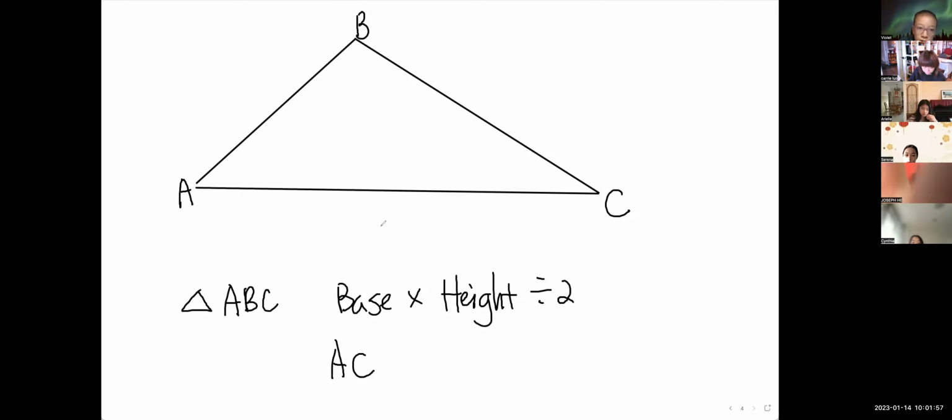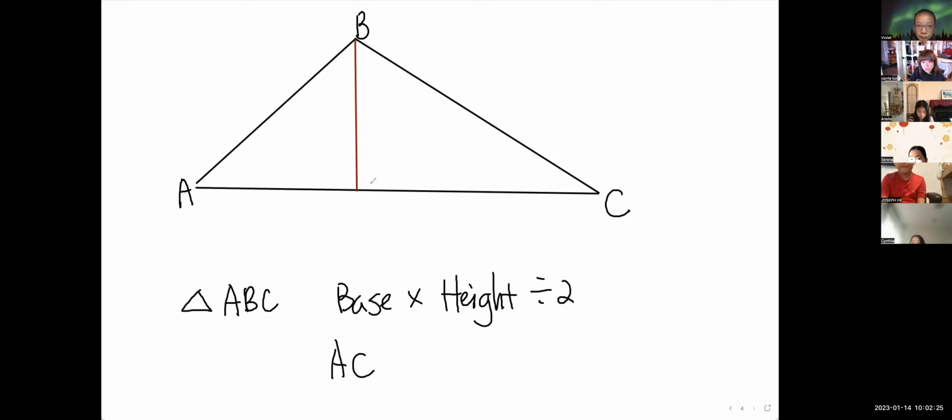Okay, what is the height? AC, what is the height? Okay, a lot of students just said, oh, teacher, I don't know. Very good, Violet. Thank you. Good job. Let me draw it a bit better for you, like this. Okay, is that clearer? Okay, very good.